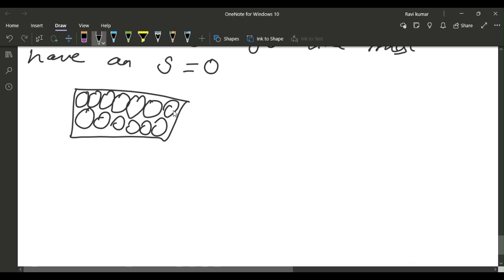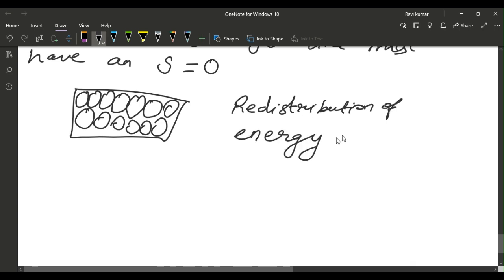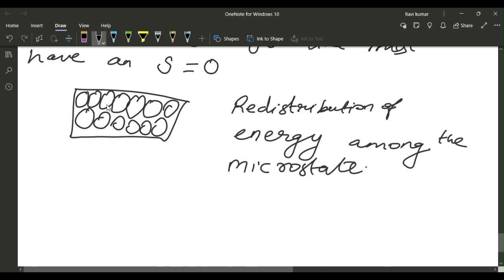What I said previously about entropy: entropy is the redistribution of energy among the system, among the microstates. So, entropy depends on the number of different ways of arrangement of atoms in different energy levels, and its redistribution within the microstates is called entropy. So, from the third law, we can say that entropy is directly proportional to the number of ways of arrangement.